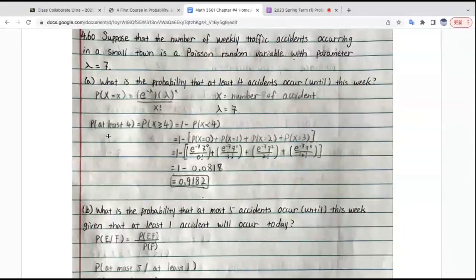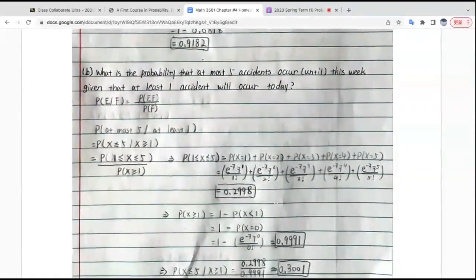So the probability of X at least 4, which is the probability of X greater than or equal to 4, is equal to 1 minus the probability of X less than 4. So X less than 4 means X equal to 0, X equal to 1, X equal to 2, and X equal to 3. So we just plug all the numbers into the Poisson formula. Then we get 1 minus 0.0818, which is 0.9182.